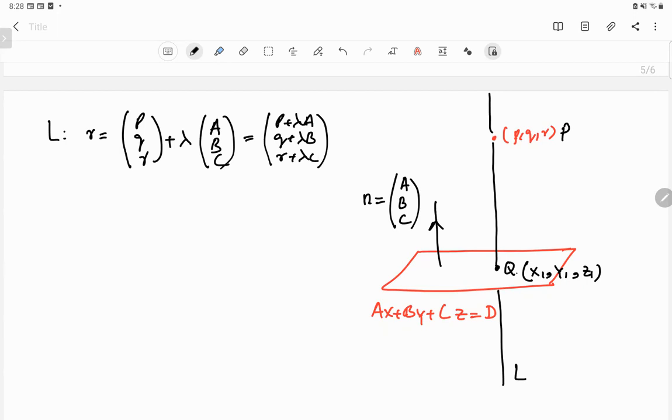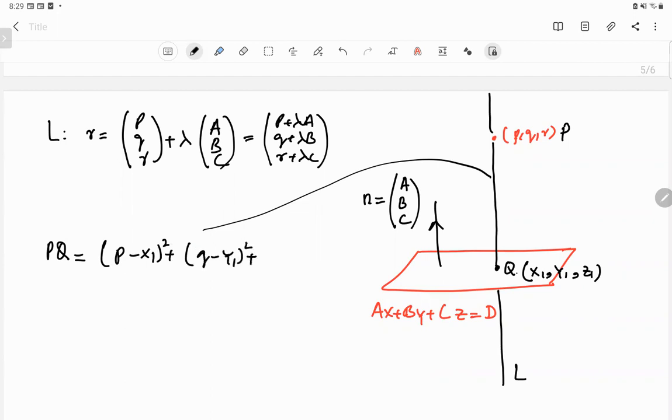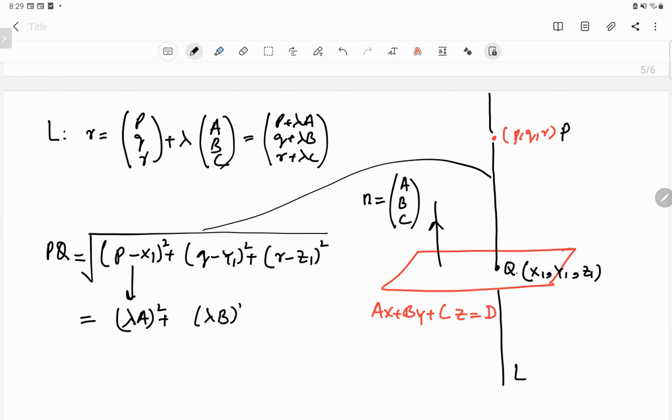Now, according to what Safi is saying, when you apply the distance formula on PQ, that is (P minus x1) whole square, (Q minus y1) whole square, and (R minus z1) whole square, he says that upon simplification, this turns into lambda A square, lambda B square, and lambda C square.